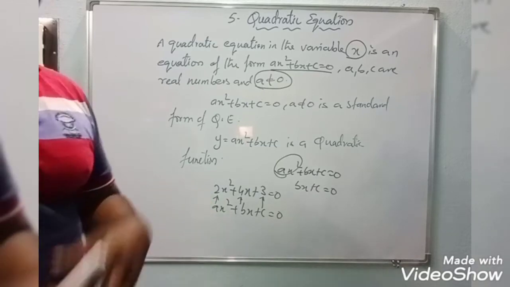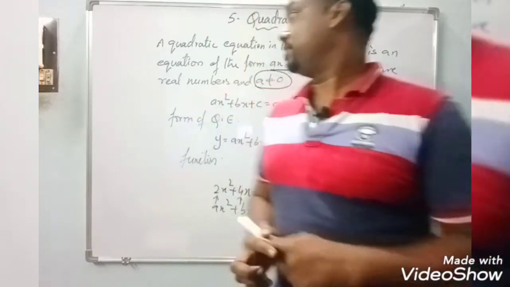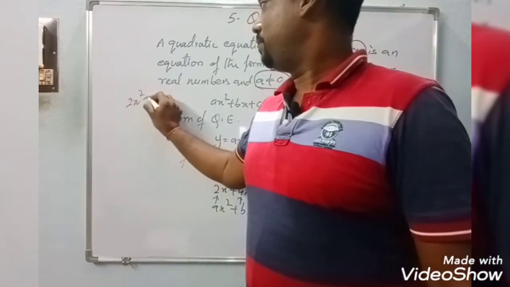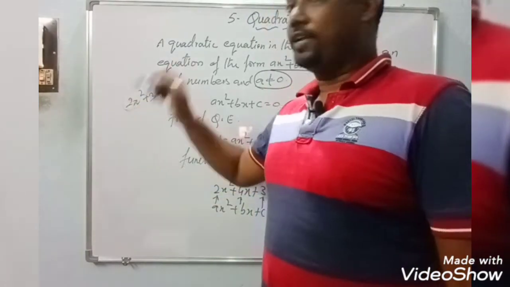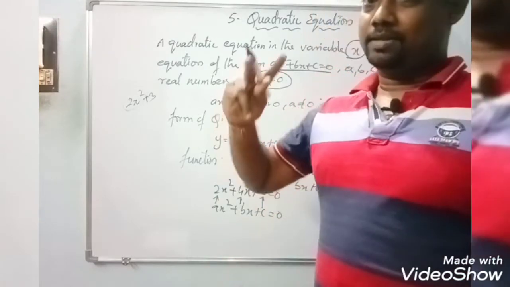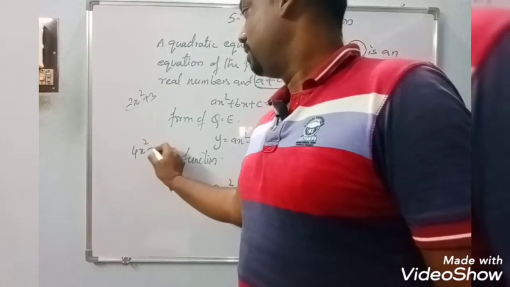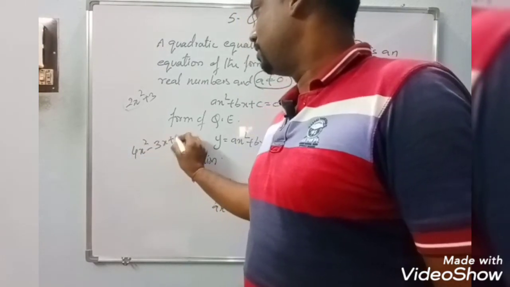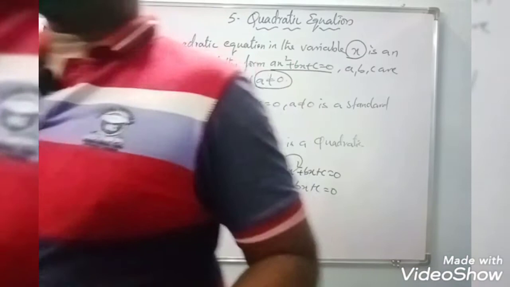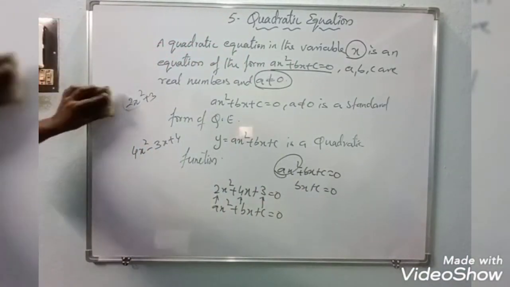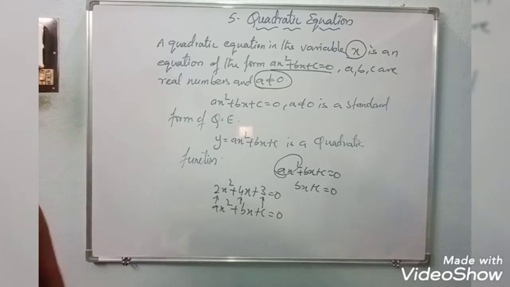Any equation, for example 2x square plus 3, is also a quadratic equation, because the highest degree of the variable is x square, meaning the power is 2. Now if I take 4x square minus 3x plus 4, it is also a quadratic equation. So these are quadratic equations. Always remember, a quadratic equation is one where the highest degree of the variable is 2.